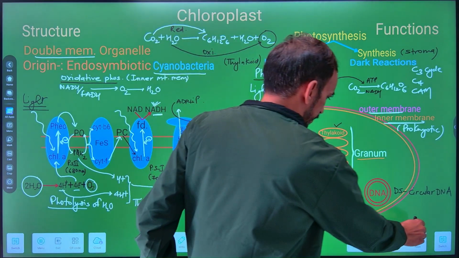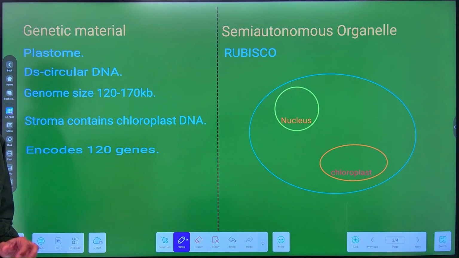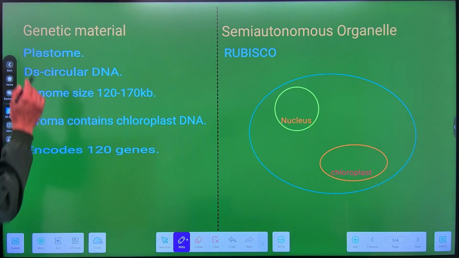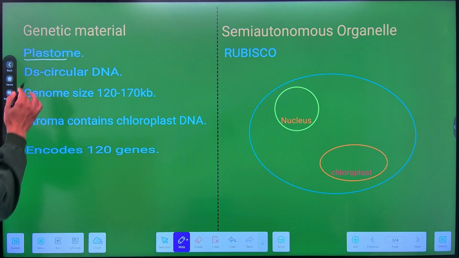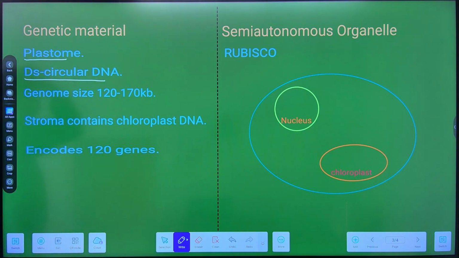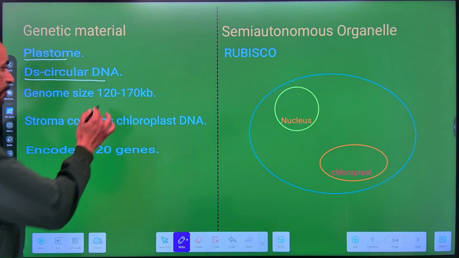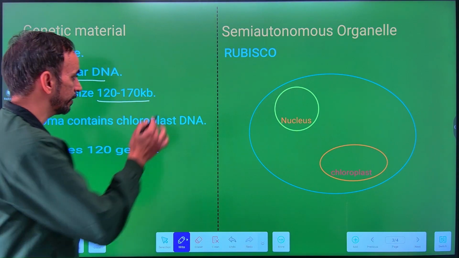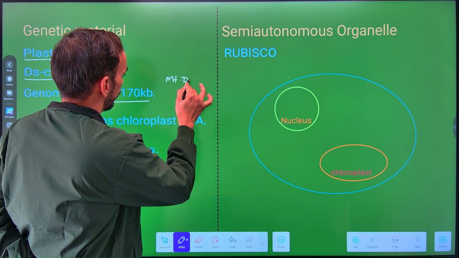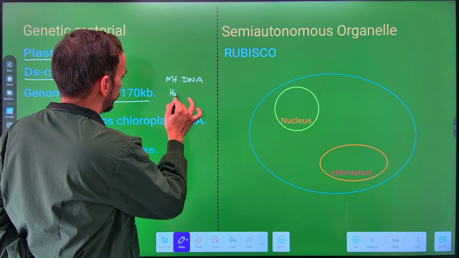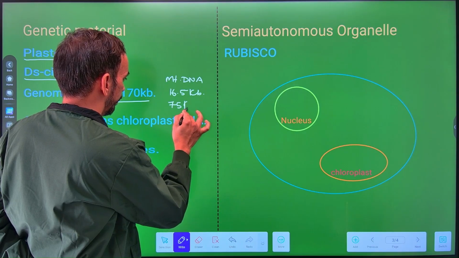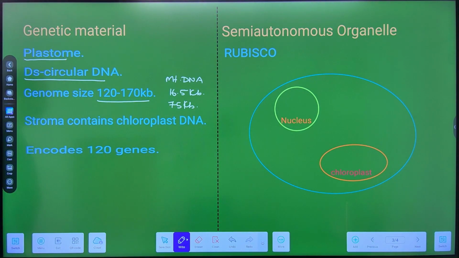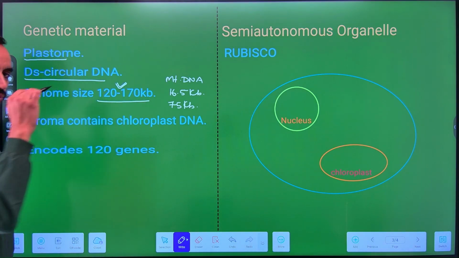Next we will talk about the chloroplast genetic material. The chloroplast genetic material is called the plastome, and since it originated from prokaryotic cells, it has double-stranded circular DNA. The genome size of chloroplast is around 120 to 170 kb. If we compare this with the mitochondrial DNA, in case of human the mitochondrial genome size is 16.5 kb, जो yeast में अपने को देखने को मिलती है around 75 kilo base pair. So in both of these cases, the chloroplast has a larger genome size.